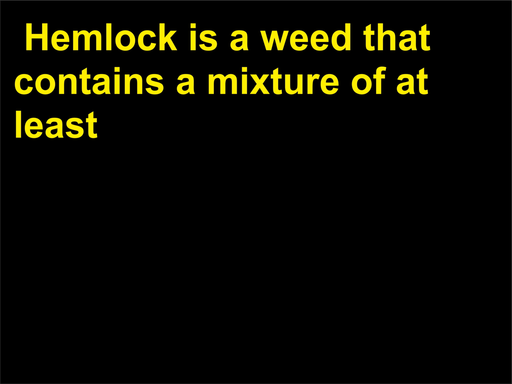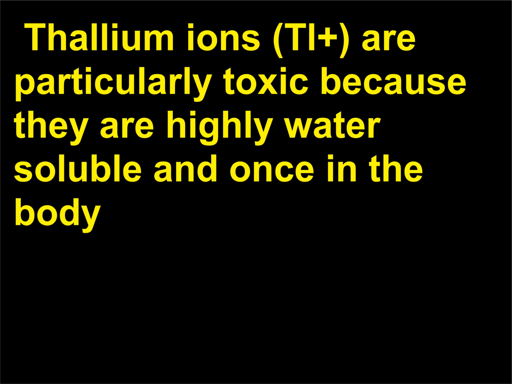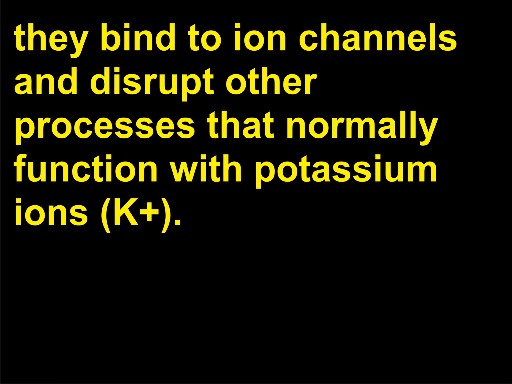Hemlock is a weed that contains a mixture of at least 8 rather toxic molecules that target the nervous system. Thallium ions, Tl+, are particularly toxic because they are highly water-soluble, and once in the body, they bind to ion channels and disrupt other processes that normally function with potassium ions, K+.